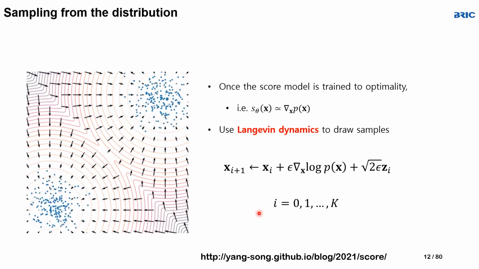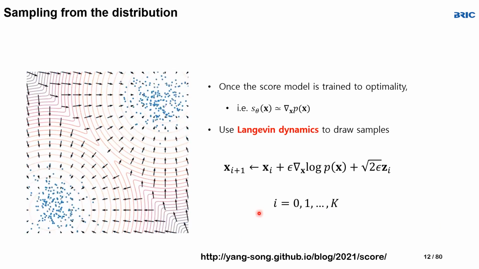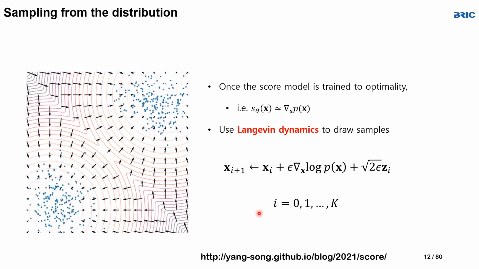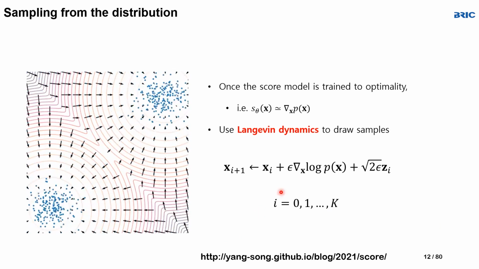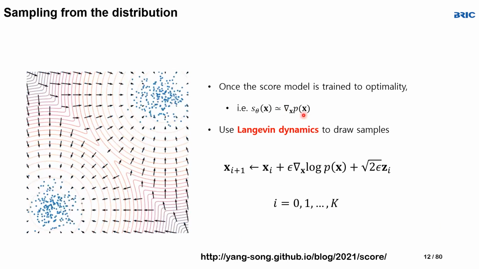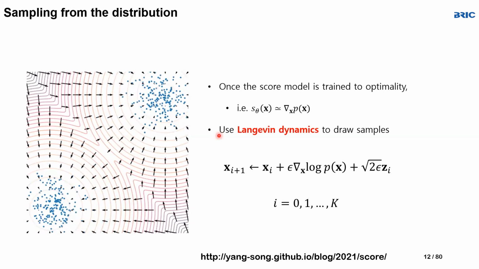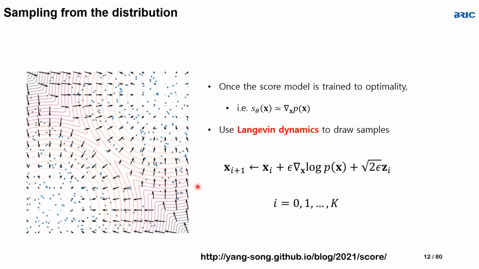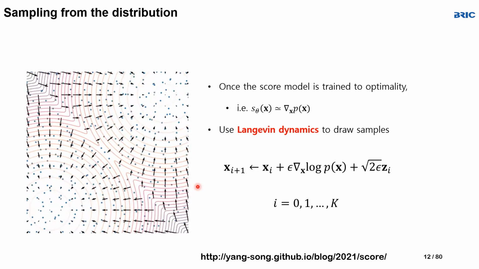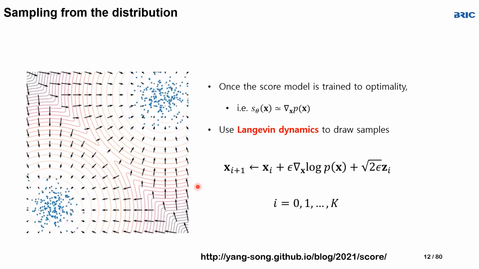Now, once the score model is trained to optimality, we can use, for example, gradient-based MCMC schemes such as Langevin dynamics to sample from the distribution by plugging in our neural network in the place of gradient of log p x. Oh, this is a typo, it should be gradient of log p x. We see that starting from random noise, the samples will be denoised, or in other words, pushed towards the high-density modes of the distribution as we perform iterative Langevin dynamics.